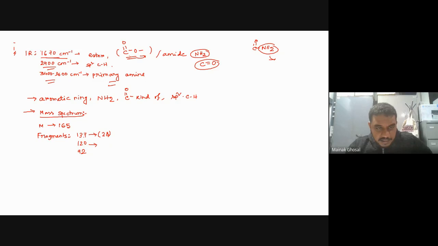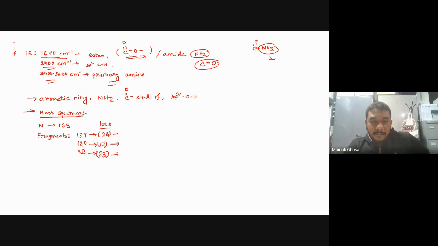From there, a loss of 17 mass units could be possible, and from there to 92, that means from here to here there is another loss of 28. Whatever I have written in parentheses is nothing but the loss in mass units. So you need to find which fragment could be lost from the compound.